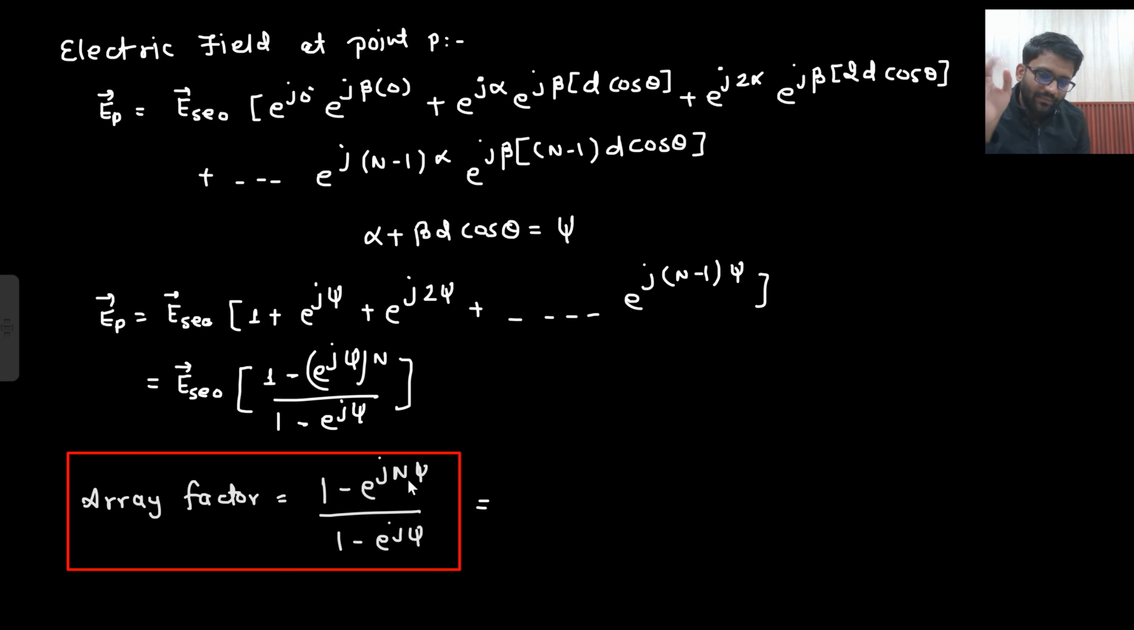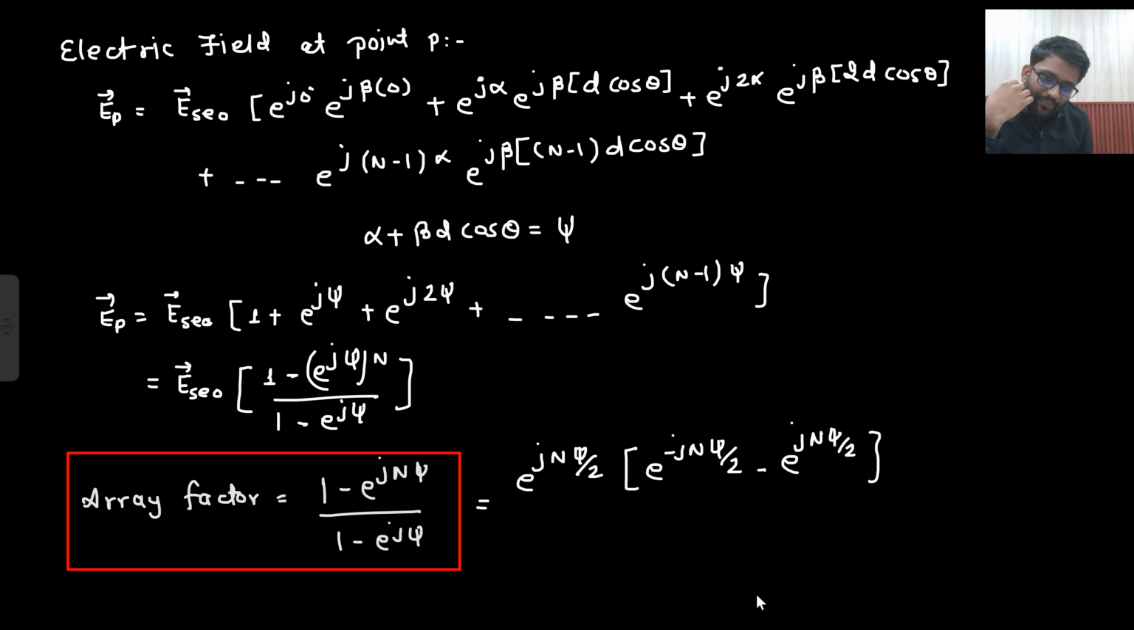How can I break it down? What I can do is take common e to the power j n psi by 2. Right? So what I am left with is e to the power minus j n psi by 2 minus e to the power j n psi by 2, divided by e to the power j psi by 2 terms. Are you understanding why I am doing so? Because I need to make the sinusoid expression. That's why I am doing so.